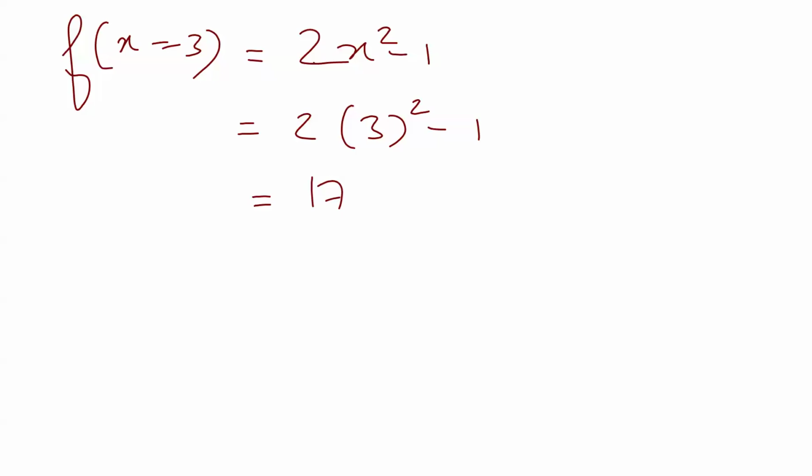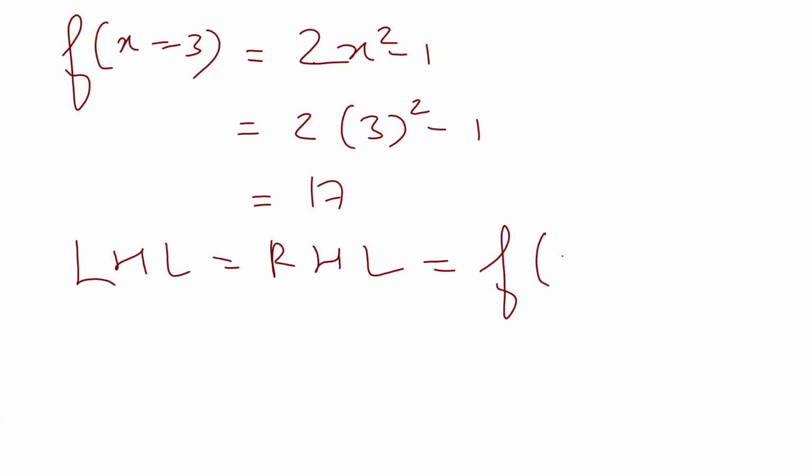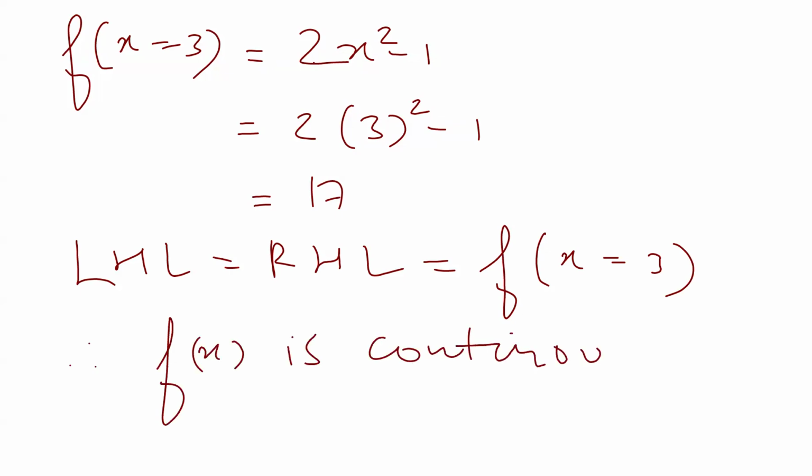So guys, the final conclusion is LHL equal to RHL, which is equal to f of x at x equal to 3, because all three values are 17. Therefore f of x is continuous at x equal to 3. That's the conclusion. So that was question number 1 from exercise 7A.